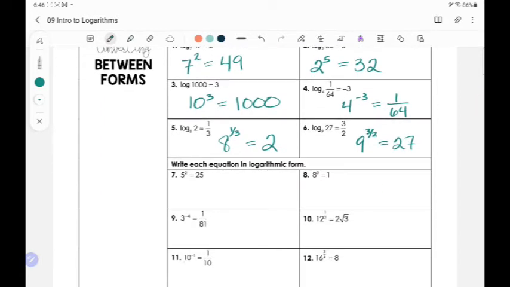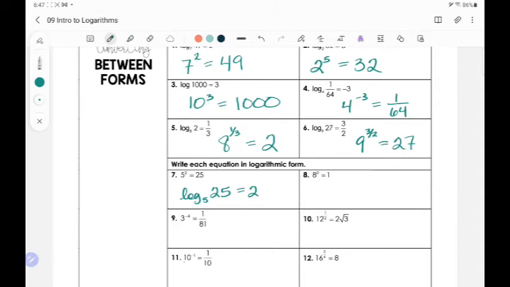This time we're going to go backwards. We're going to write each equation in logarithmic form. So we have 5 squared equals 25. Well, hopefully you remember in exponents, the base is what's being raised to a power. So we still have the same thing. Log base 5 of 25 equals 2.